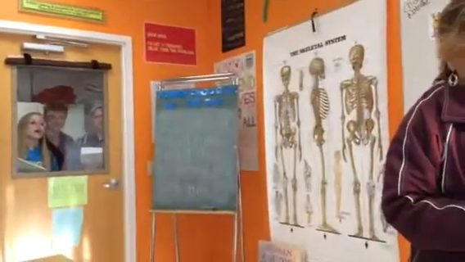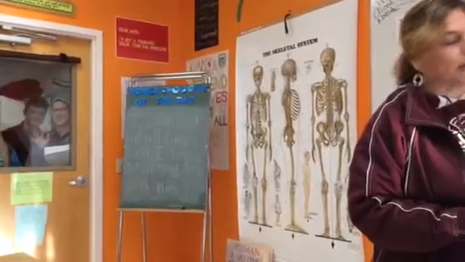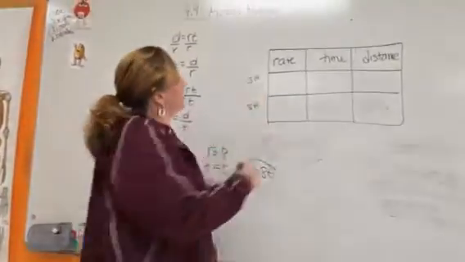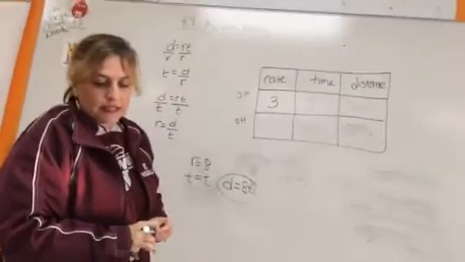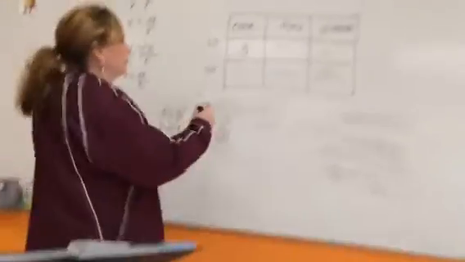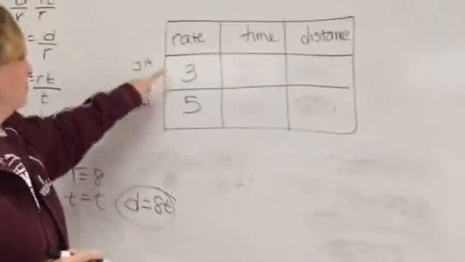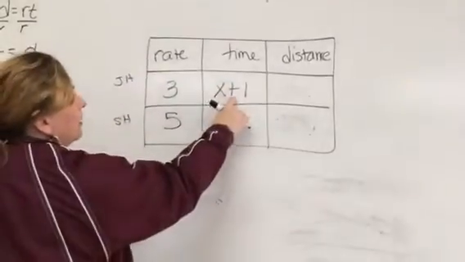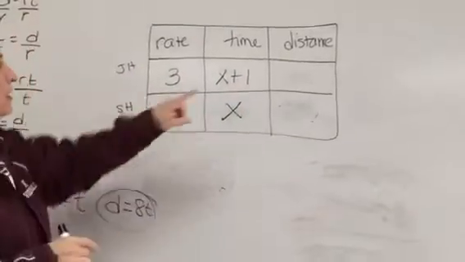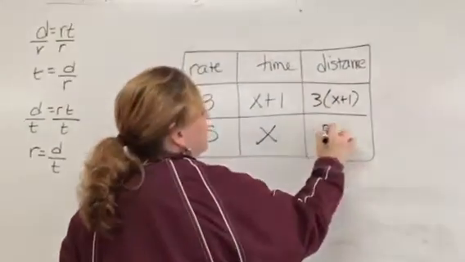The next one says the junior and senior high Sunday school classes are going on a hike. The junior high class leaves the church and travels east at 3 miles per hour. So here's your junior high, and here's your rate: 3 miles per hour. The high school class leaves an hour later, traveling at 5 miles per hour. So if they leave an hour later, the senior high time is X, and the junior high time is X plus 1, because they have an extra hour. Since distance equals rate times time, you're going to do 3 times X plus 1, and 5X.